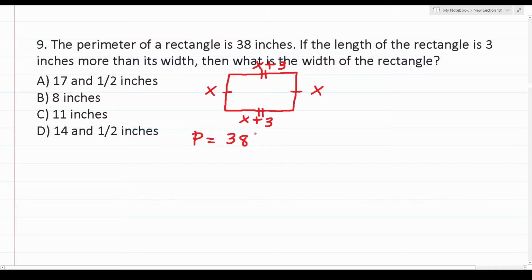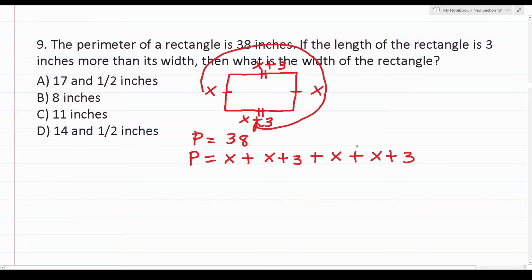All right. Well, how are we going to use this information about its perimeter and all these values to find its width? Well, we should know that to find the perimeter of any quadrilateral, including a rectangle, you simply add up all of its sides. So the perimeter of this rectangle here is going to be x plus 3 plus x plus x plus 3. We just added up all of its sides starting here to here. All right. And what's more, we know P is 38. So I'm going to replace this P here with 38. So this becomes 38 equals x plus 3 plus x plus x plus 3.